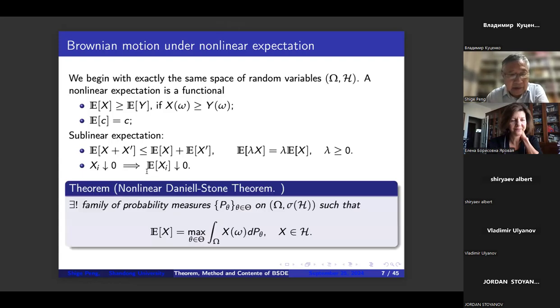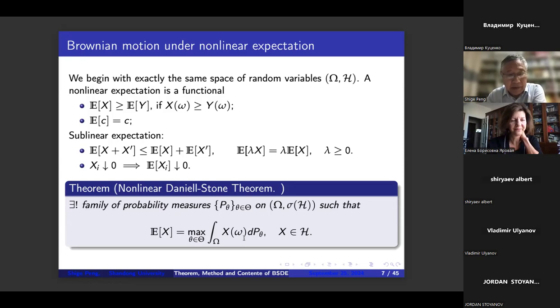If it is satisfied, then we can use the so-called nonlinear Daniell-Stone theorem to prove that there exists a family of probability measures P theta, defined on this omega and sigma algebra of H, such that E of X is nothing but the maximum of the integral with respect to P theta.